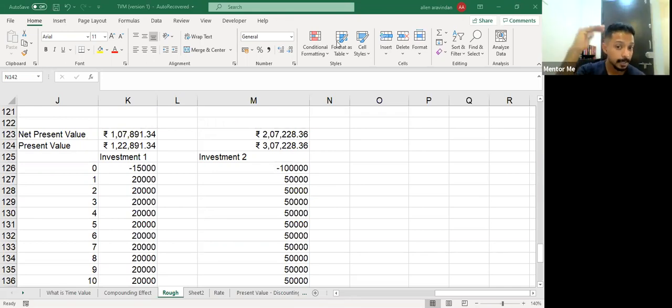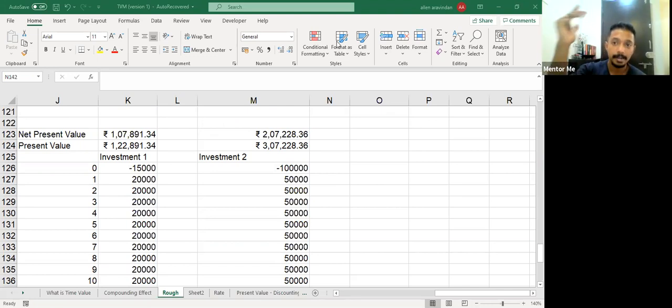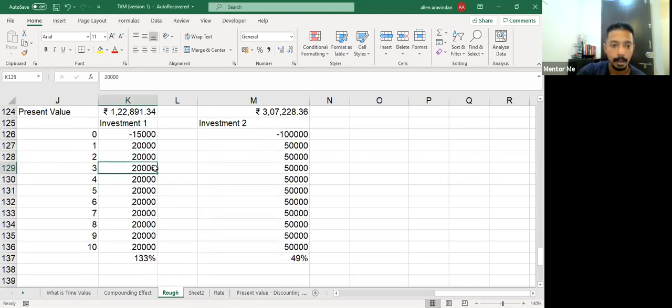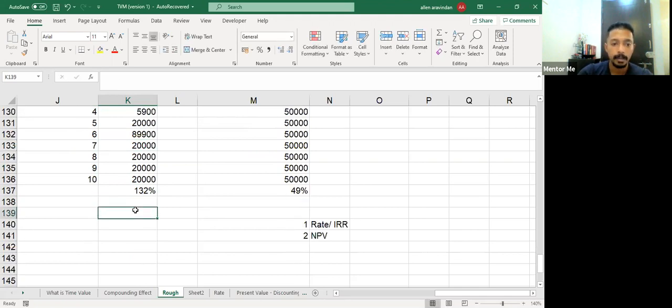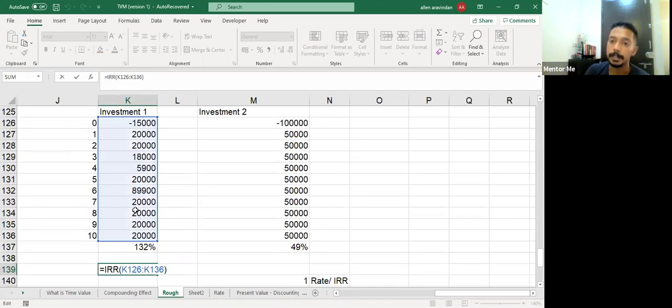So remember three levels. Rate, IRR. Rate or IRR does not matter. The only difference between rate and IRR is if instead of writing 20,000 all the time, I keep on changing the cash flow like this, then you cannot use rate, right? You cannot use rate because what will you put in the PMT? That's why IRR is useful, because IRR can handle this fluctuation, right? So rate or IRR basis how the cash flow is structured.